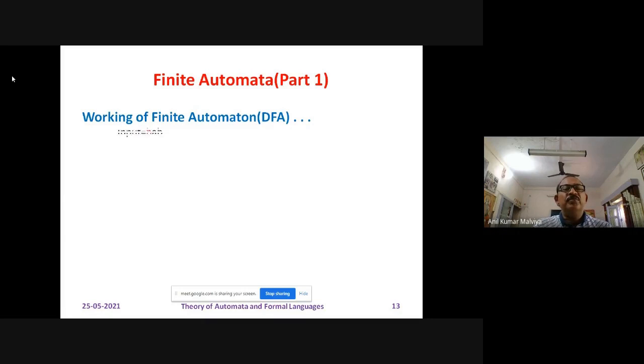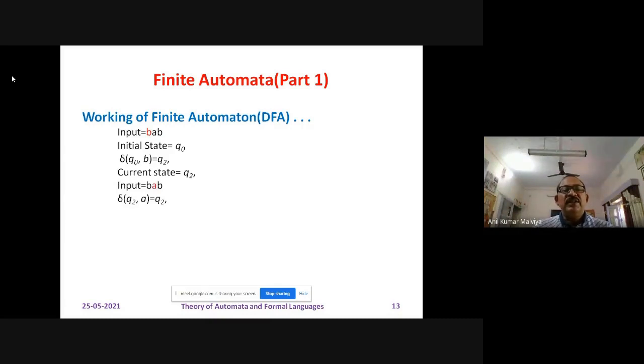Let us take another example. Suppose the input is BAB, meaning now we are going to feed BAB to the machine. The initial state is Q0. The machine is in state Q0, and the tape head reads B. If the machine is in state Q0 and the input is B, it goes to state Q2. Now the current state is Q2, and the tape head moves right. Now it reads A.